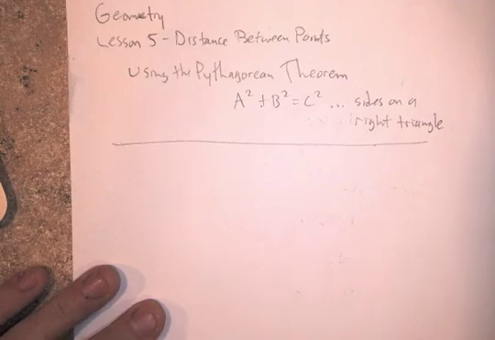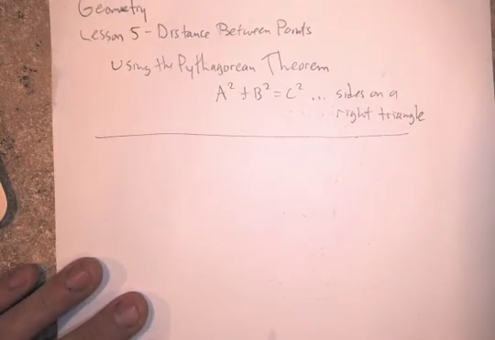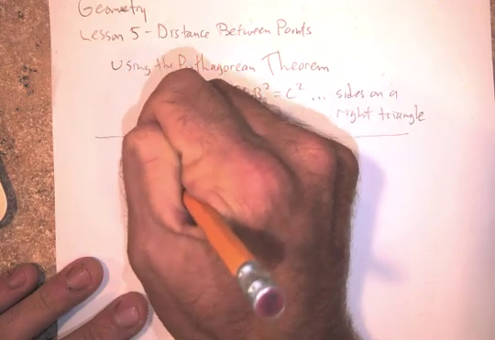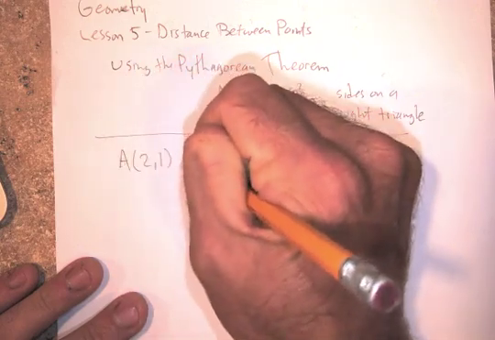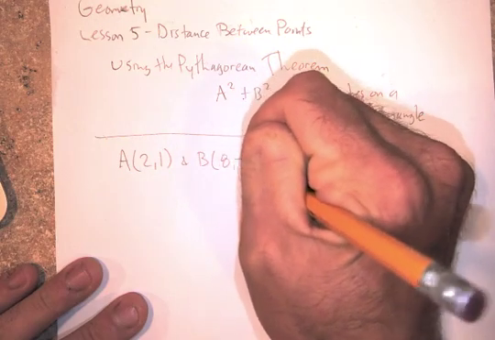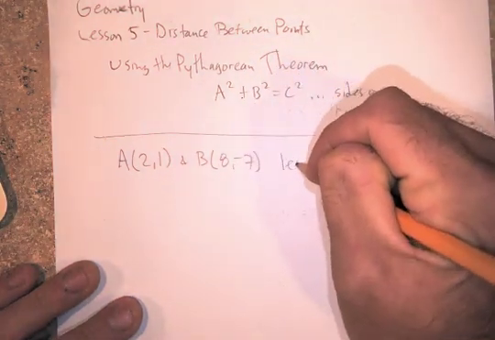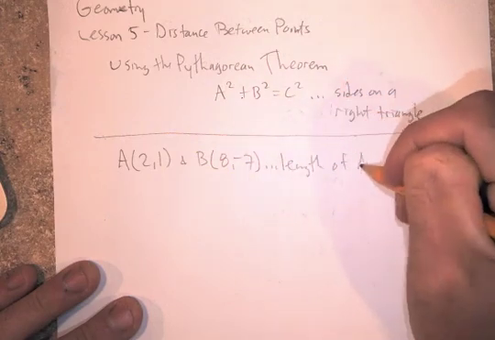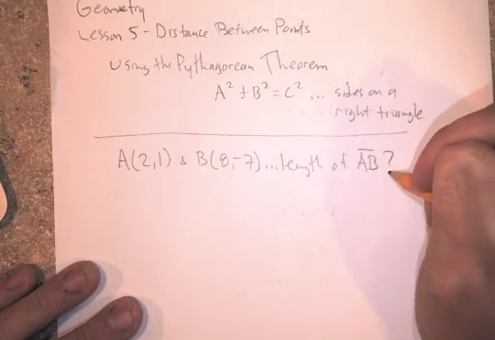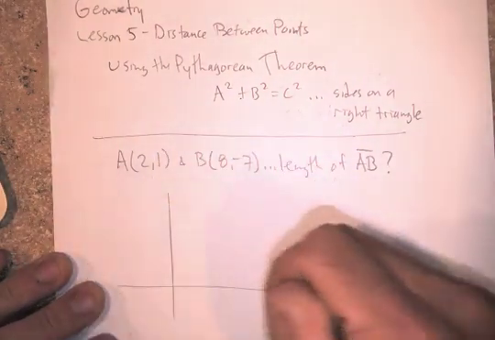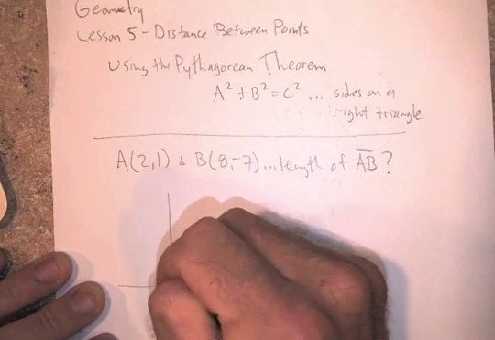So I'm going to give you 2 points, and our goal is to find the distance between those 2 points. Say A is at (2, 1), and B is at (8, -7). We want to know what's the length of AB, segment AB? What's the length of that segment AB? Graph it out.